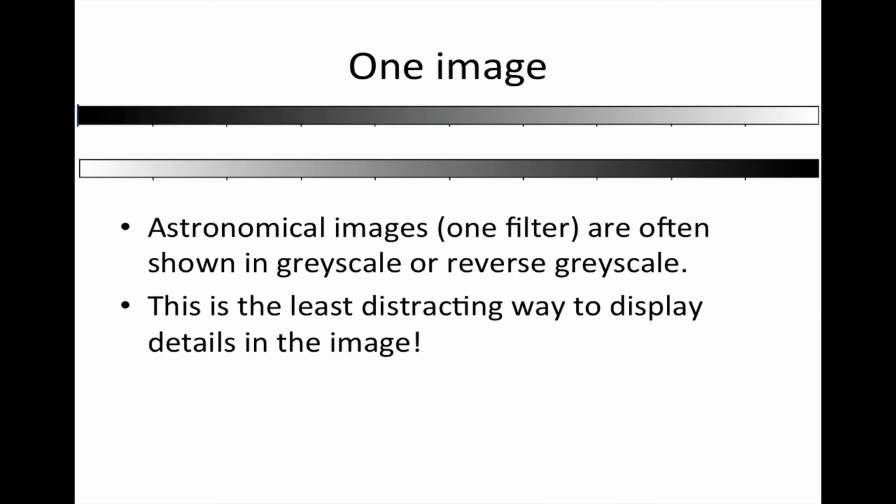When you have a single astronomical image when you're doing science, in papers or in posters, for doing research, it's often shown in just grayscale or reverse grayscale. That is really the least distracting way to display the details in the image. Sometimes it's useful to use those color tables, but at the end of the day, when you get down to business, it's usually grayscale.